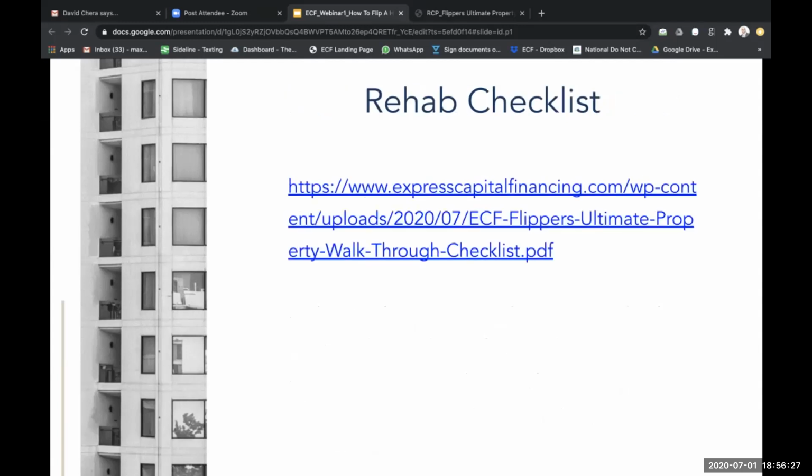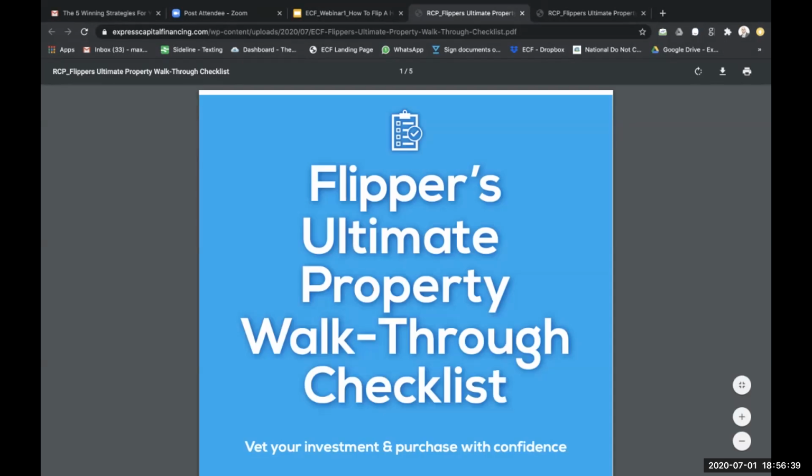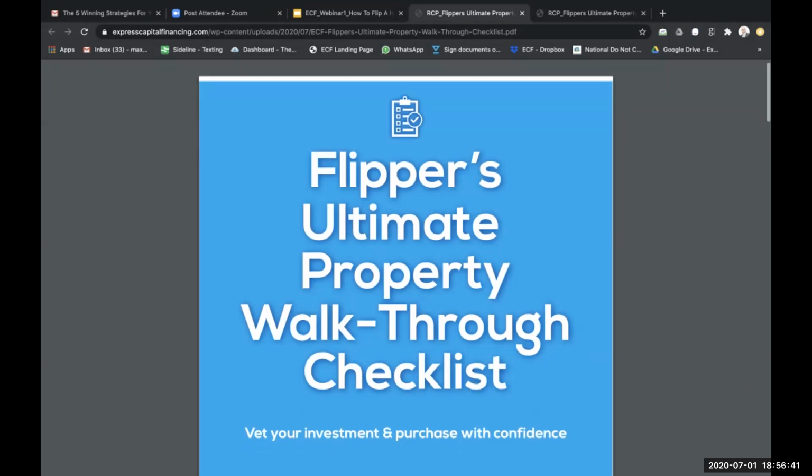Next page. Okay, so we're going to be sending this to everybody after. I'll go through this right now with everybody. This is a rehab checklist. So this is good to know when you're walking the properties. You should print these out and take them with you.